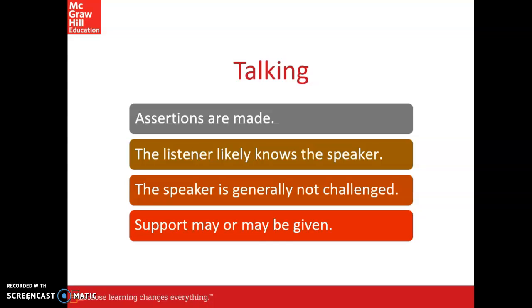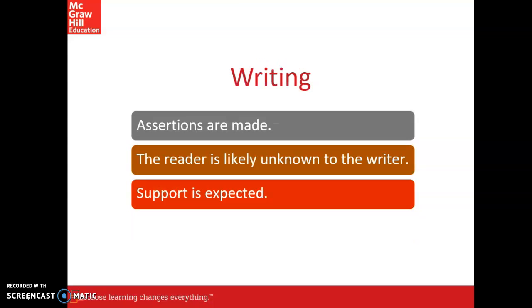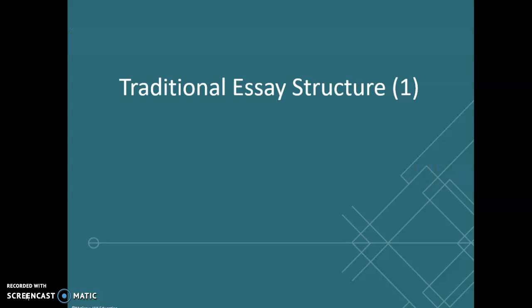All right. So talking, you're making assertions. The listener should know who the speaker is, right? The speaker is generally not challenged. Support may or may not be given. All right. Writing, assertions are made, right? The reader is likely unknown to the writer. Support is expected. So those are the differences between talking and writing.